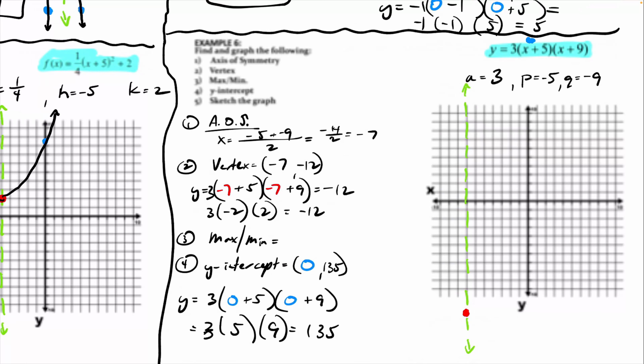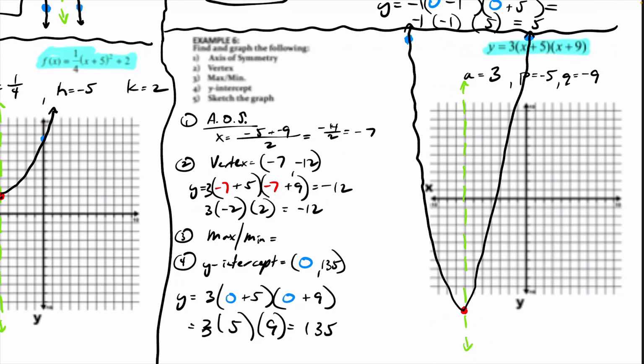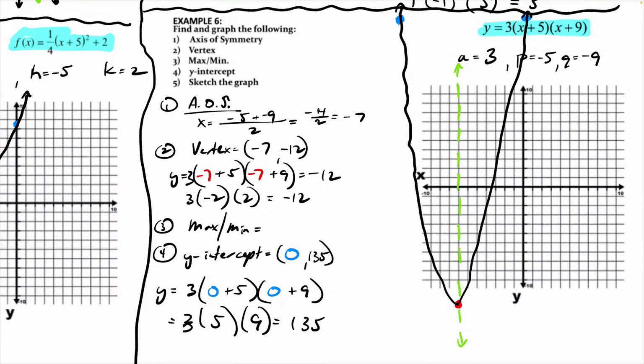Mirror, right? Connect. Arrows up, because A was positive. If A is positive, arrows up. A is negative, arrows down. This one's going to have a minimum at -12.